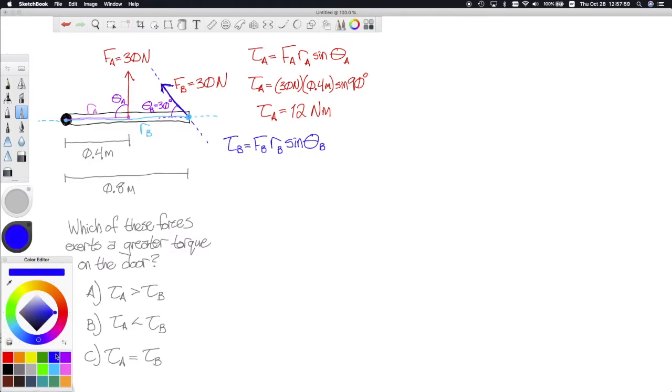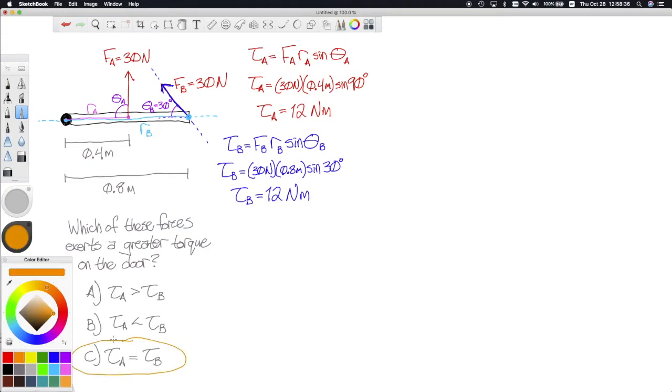So nothing fancy, just plugging in some of the numbers we've been given. So torque B is equal to that 30 newtons of force, that's the magnitude of force B, times the length of the lever arm, 0.8 meters, times the sine of our angle here, which is 30 degrees. You also could have used 150 degrees, and you'd get the same answer. So once we plug this into our calculators, we get also 12 newton meters, newtons times meters.